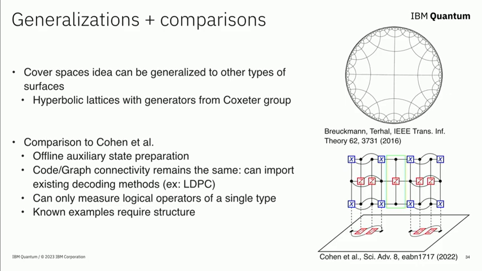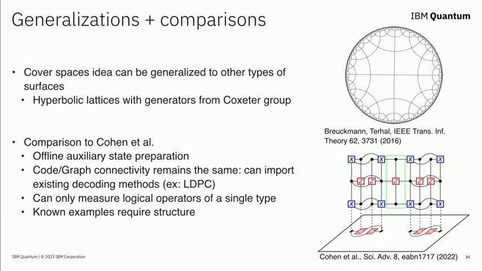Okay, and this type of technique will generalize to other forms of 2D topological stabilizer codes. In particular, I think a really nice application would be to these hyperbolic lattices, where you can have a much larger number of logical qubits. And instead of it just being basic translations that you're modding out when you do this mapping, you're going to be looking at generators from the Coxeter group. This could be a very nice application for these results.